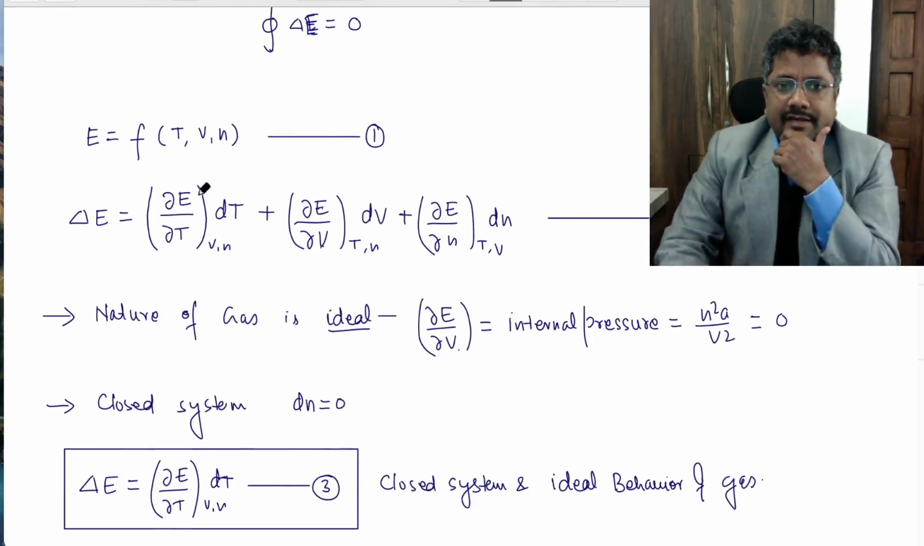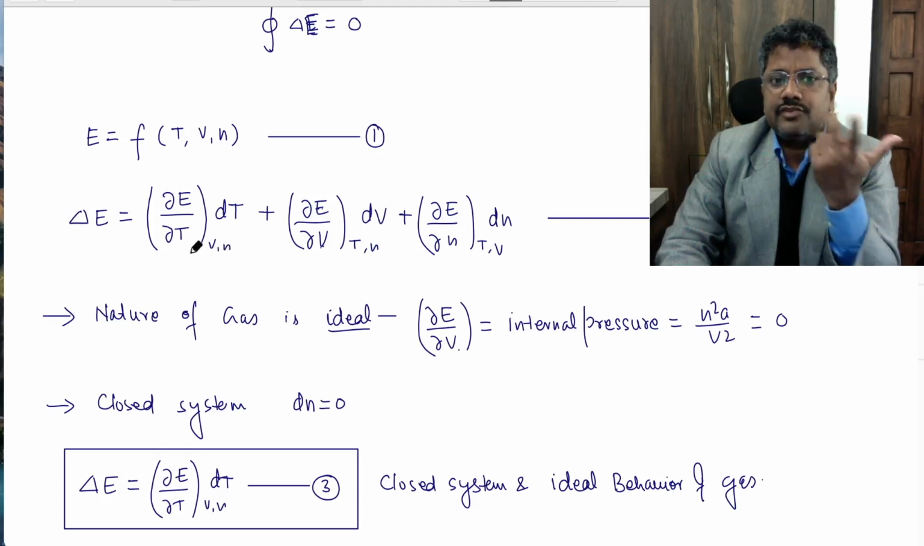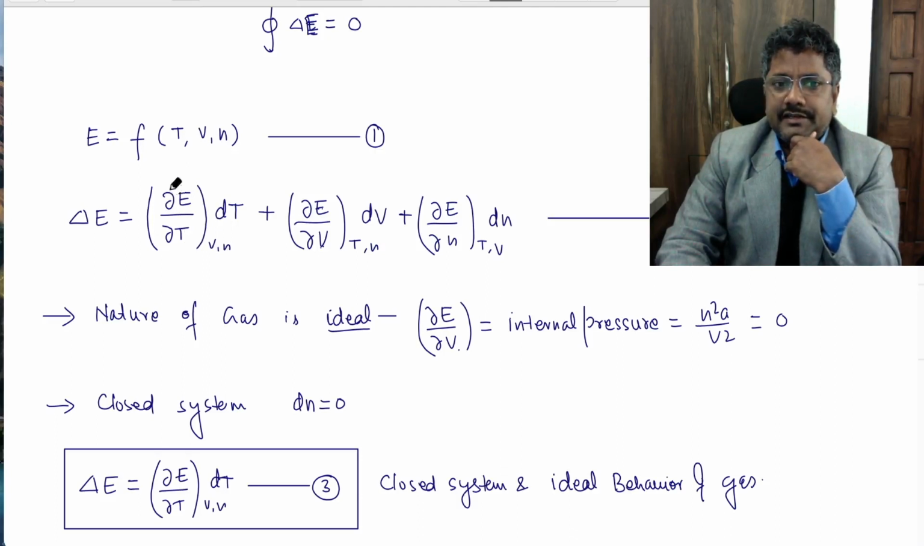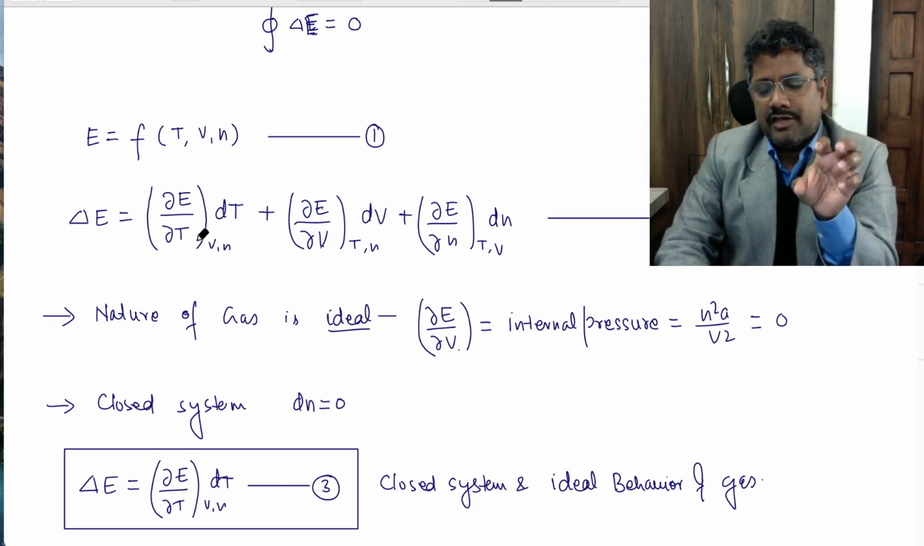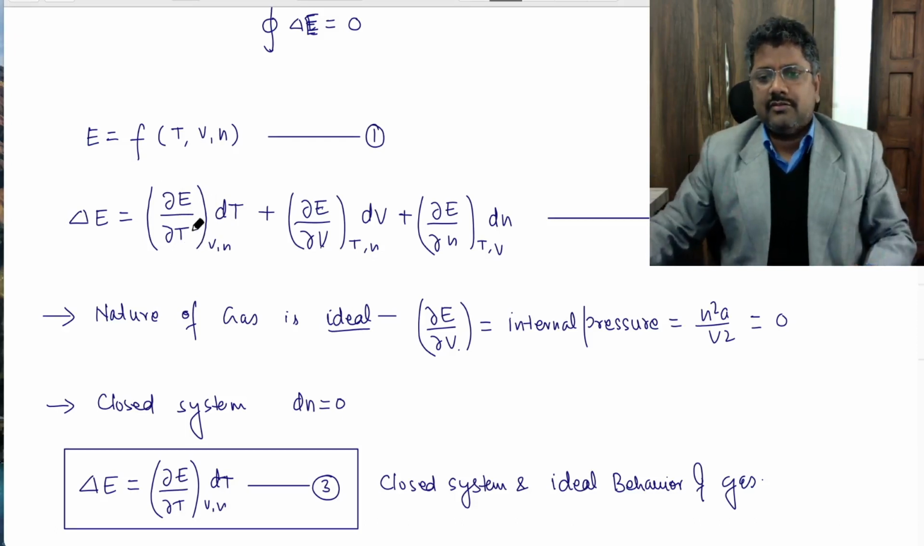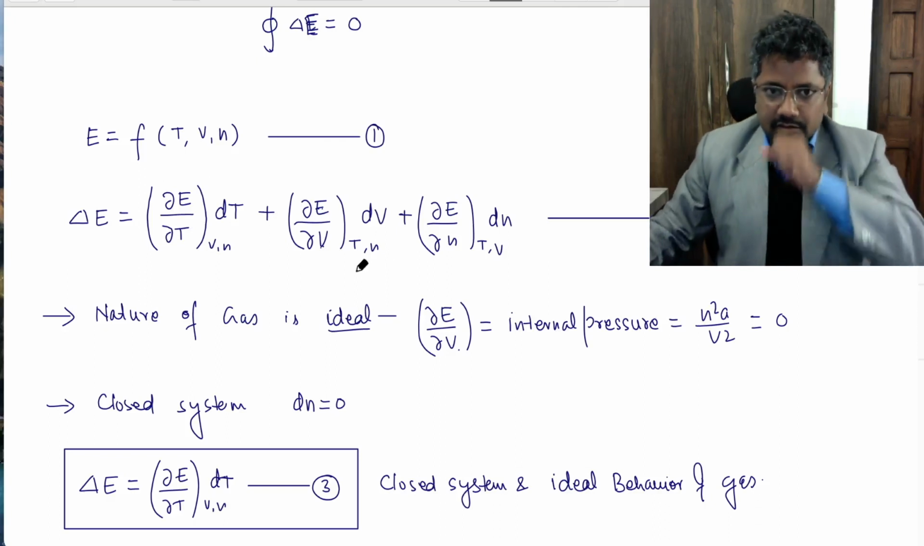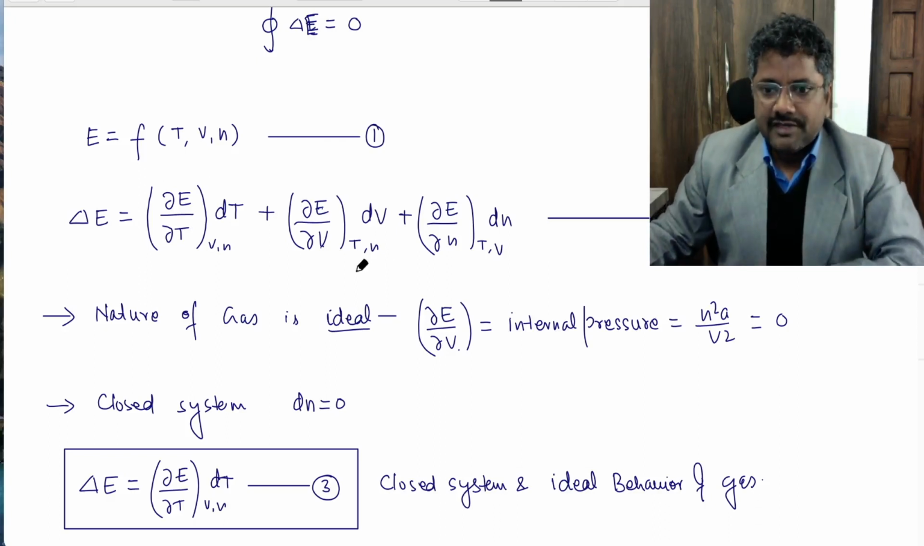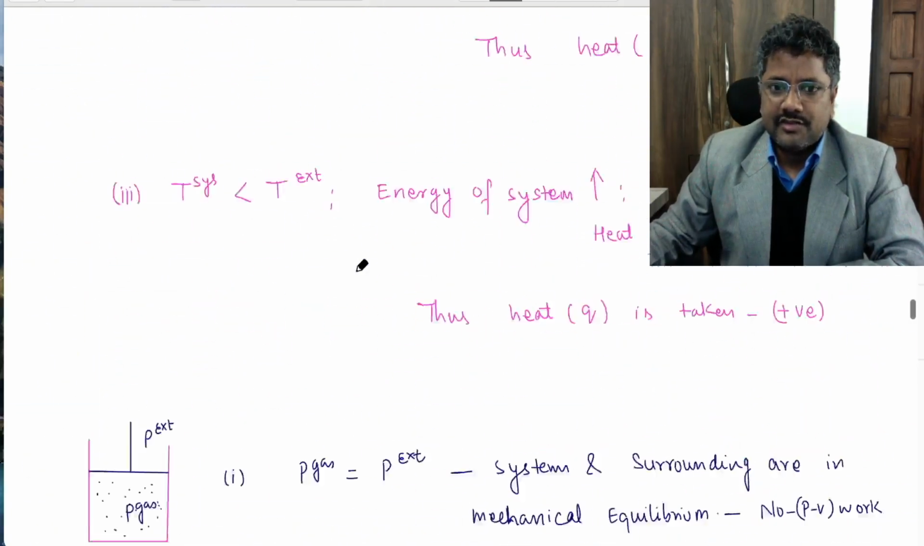This delta E by delta T at constant V is equal to CV, because in place of E we can put Q. So del Q by del T at constant volume is called CV. So we will talk about this CV, the relation between internal energy and CV. What is the relation?